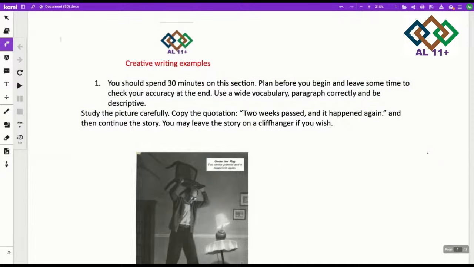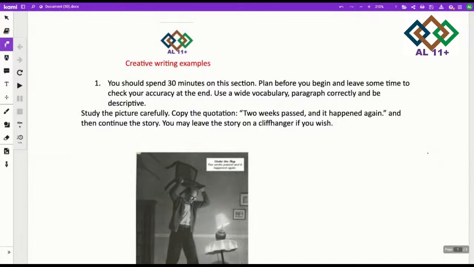So basically, what do they mean by this? They want you to start by looking at the picture and they also want you to copy the quotation. I had used this creative writing example in our mocks for St Olaves, and almost all the boys who did this creative writing didn't read it carefully. It says that you have to start with the quotation. You need to copy the quotation and start with "2 weeks passed and it happened again." But they all just started writing about the picture, and didn't understand what they were actually supposed to do.